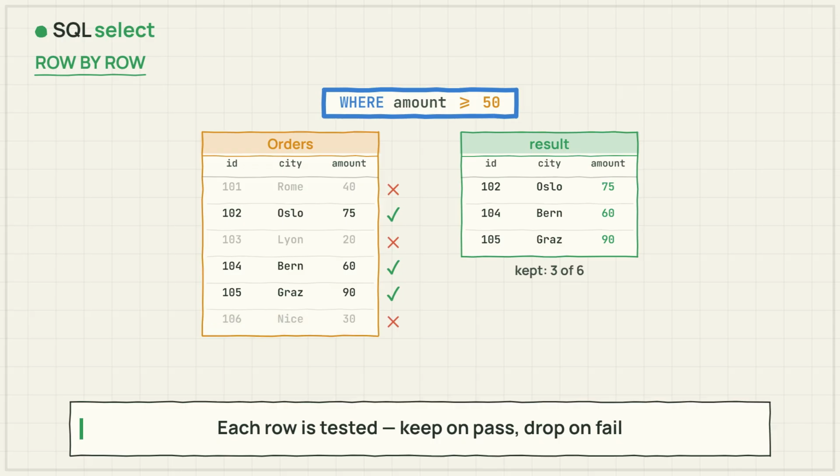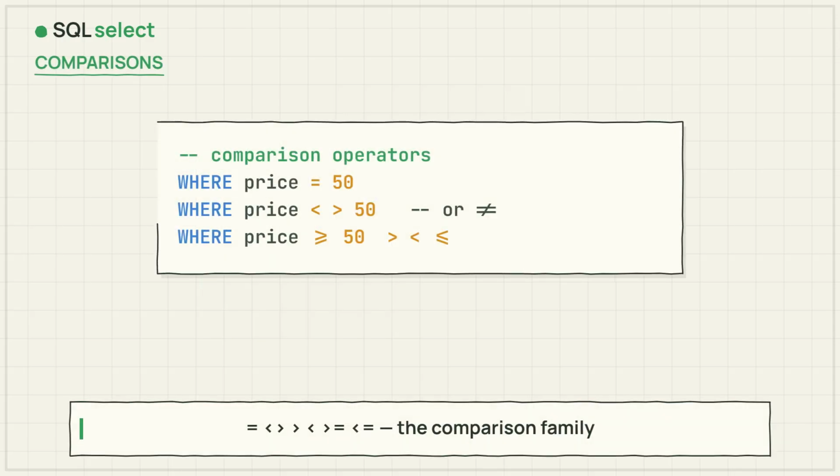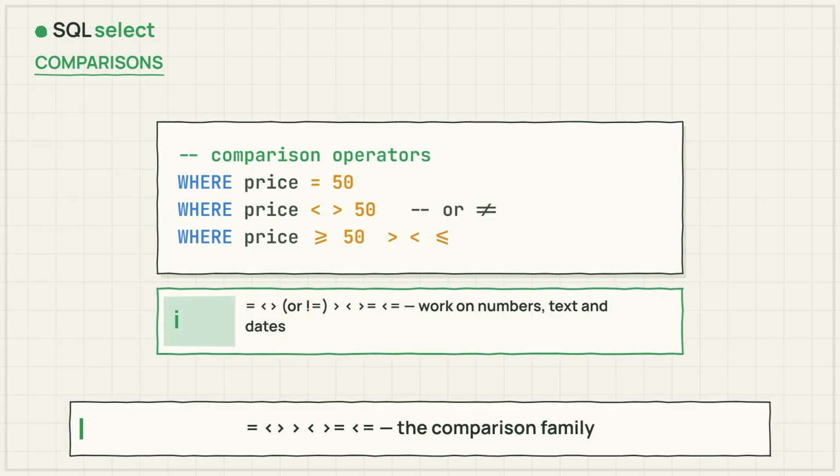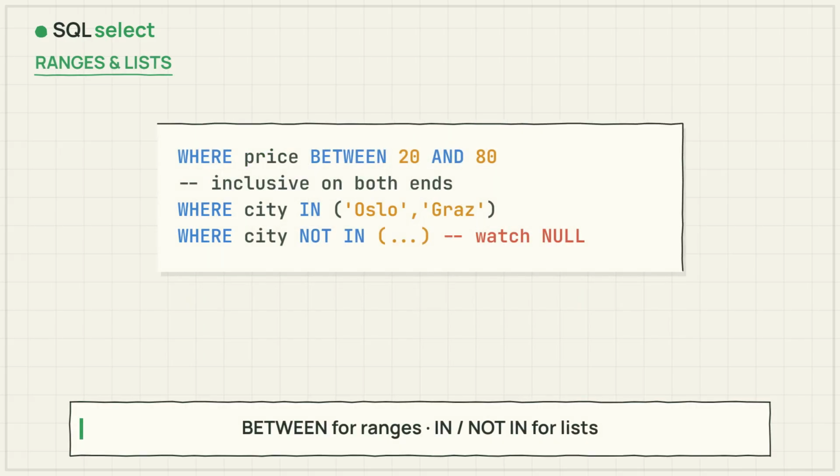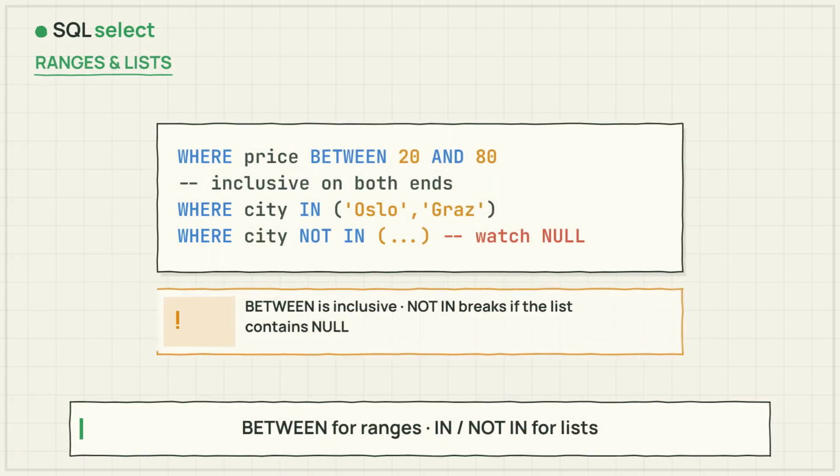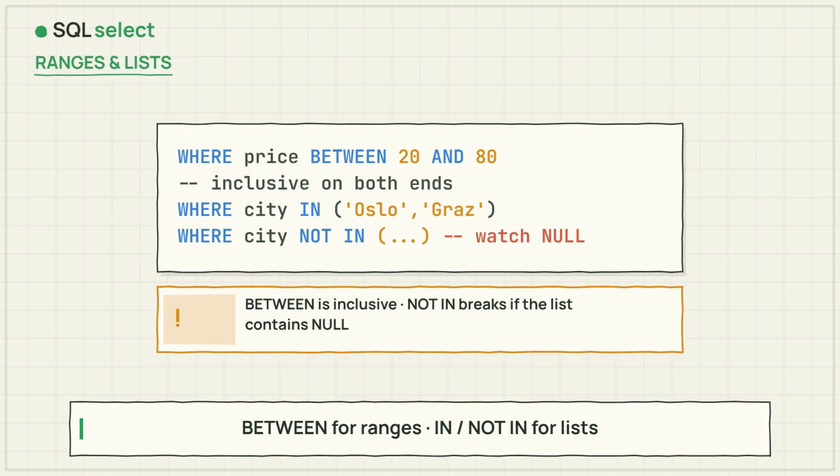Start with the basics. Equals, not equals, written angle brackets or bang equals. And the four size comparisons. These are the workhorses of where, and they work on numbers, text, and dates alike. For a range, between is cleaner than two comparisons. And remember, it is inclusive on both ends.